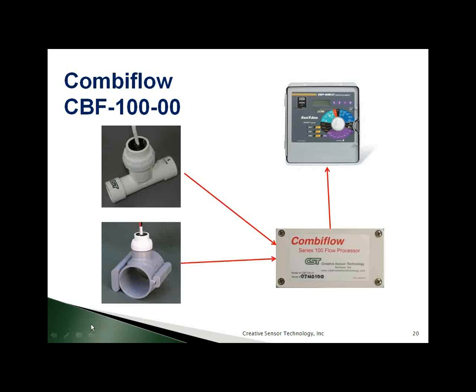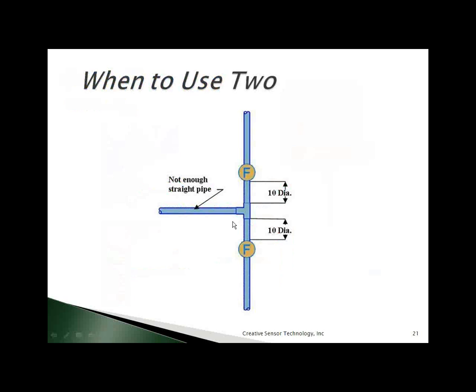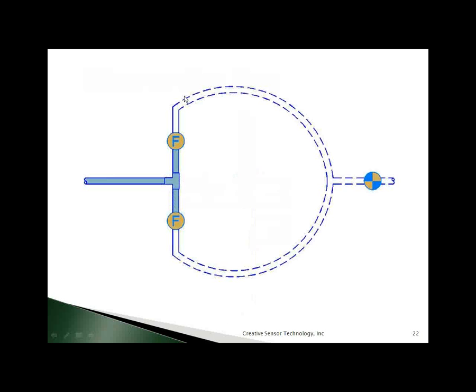Where do you use this type of device? Again, sometimes there's not enough straight pipe coming out of a pump house, and to install flow in a system, you have to put 2 flow meters in there. Another application is that you have a loop system, and you put 2 flow sensors in there because the flow can be coming from either direction to get to the zone valve. So these are some very quick overview of the product line.